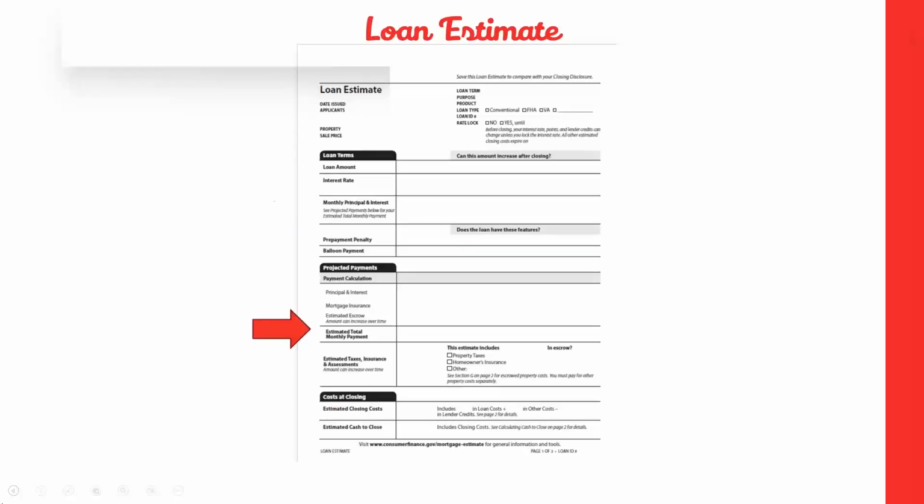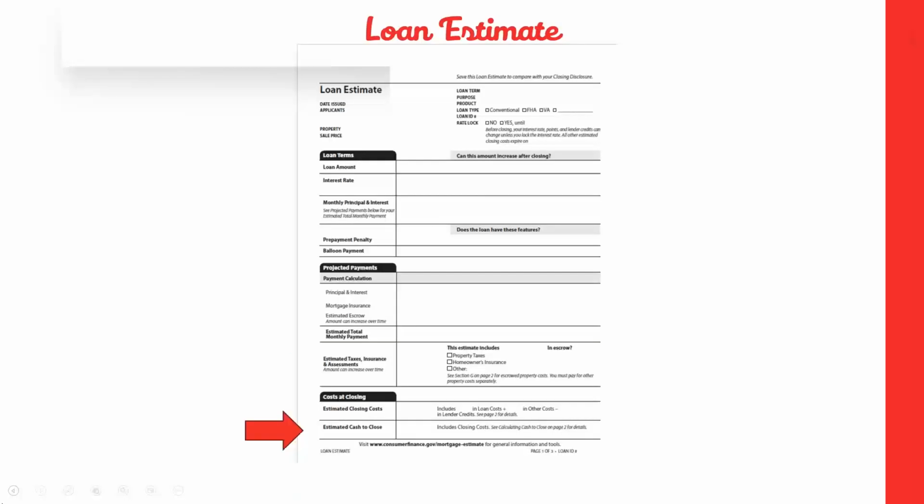This middle section is the payment breakdown. It'll show the principal and interest, if there's mortgage insurance being included in the loan, estimated escrow, so your property taxes and home insurance. It'll give you a breakdown as well as if you are escrowing, what is included in that escrow account.